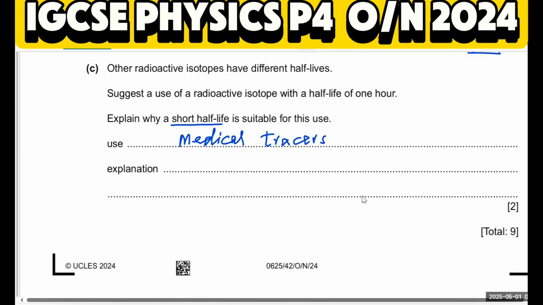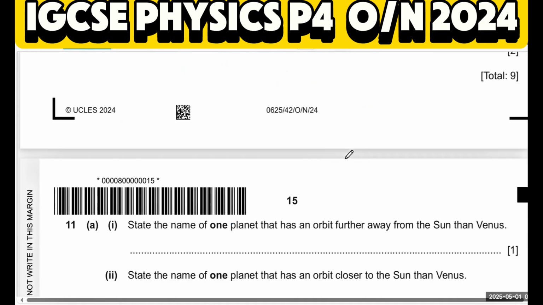Okay, what is the explanation? For a short half-life, the substance decays soon, doesn't stay in the human body, and it decays fast. And it will not be as harmful as a long half-life.